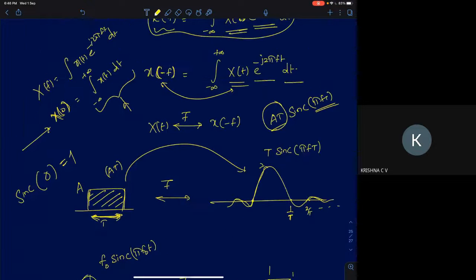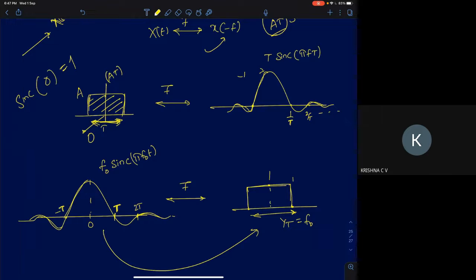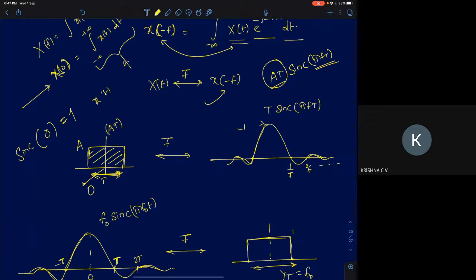Remember, it's actually x of minus f. You'll have to take x of t and substitute minus f into it. But for your pulse signal, if I assume that the origin is at the center, meaning your pulse signal is an even function, symmetric around t equal to 0, then I can easily say x of minus f will also be equal to x of plus f. x of minus t will be equal to x of plus t. x of t equals x of minus t. If this condition is satisfied, I can directly write x of minus f as x of plus f itself.